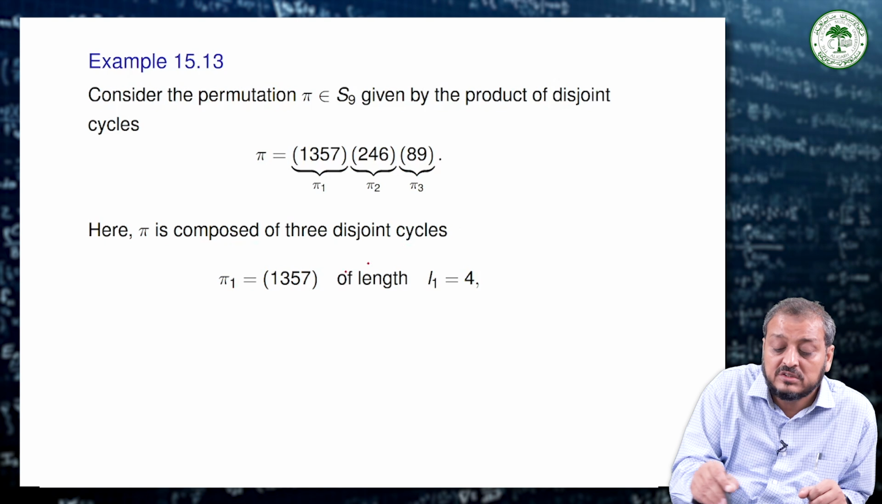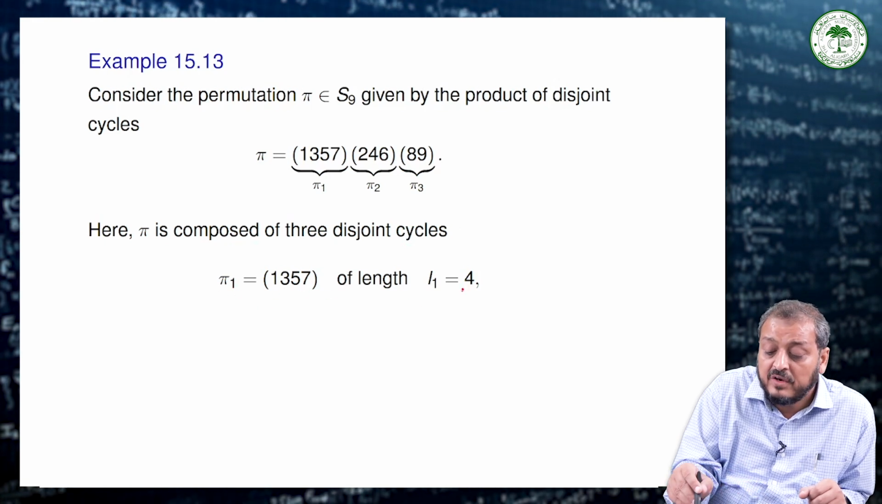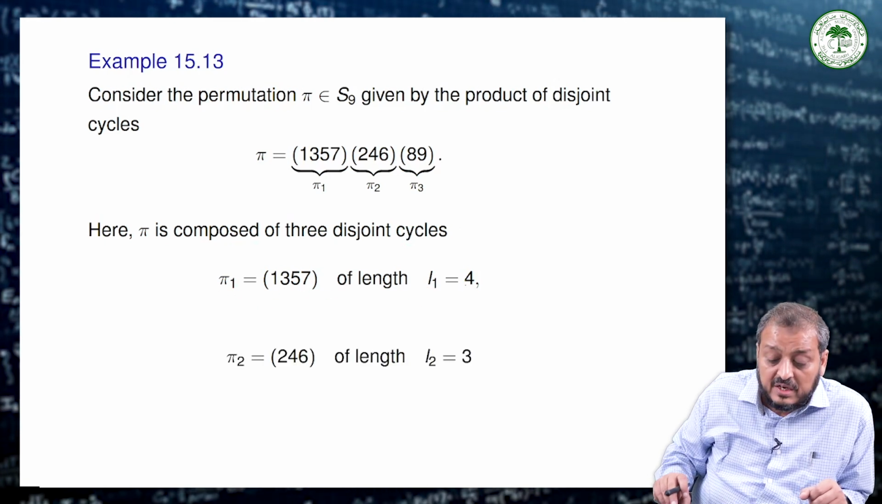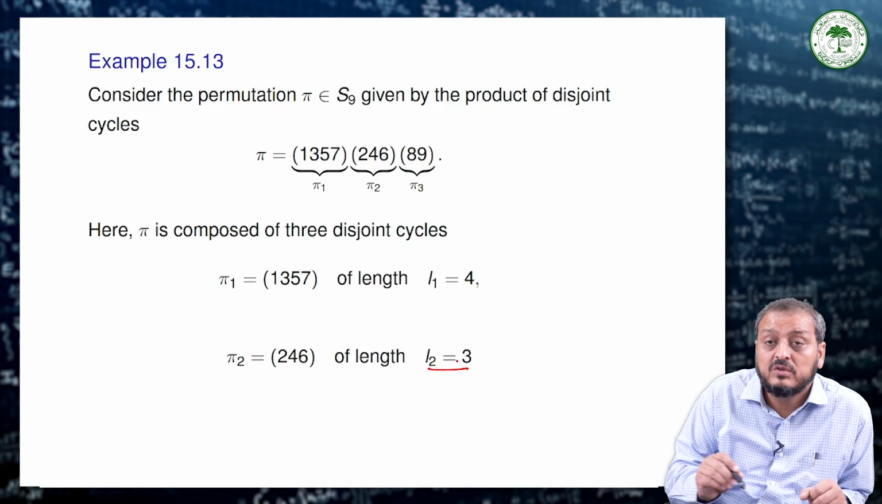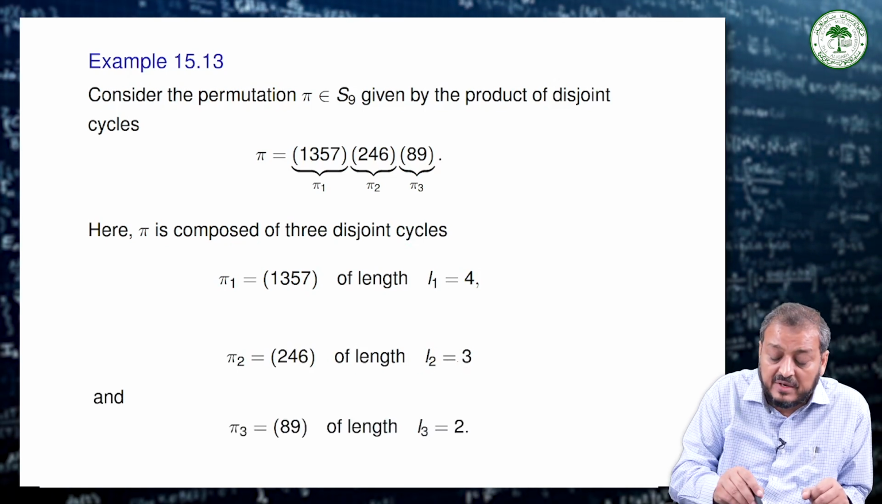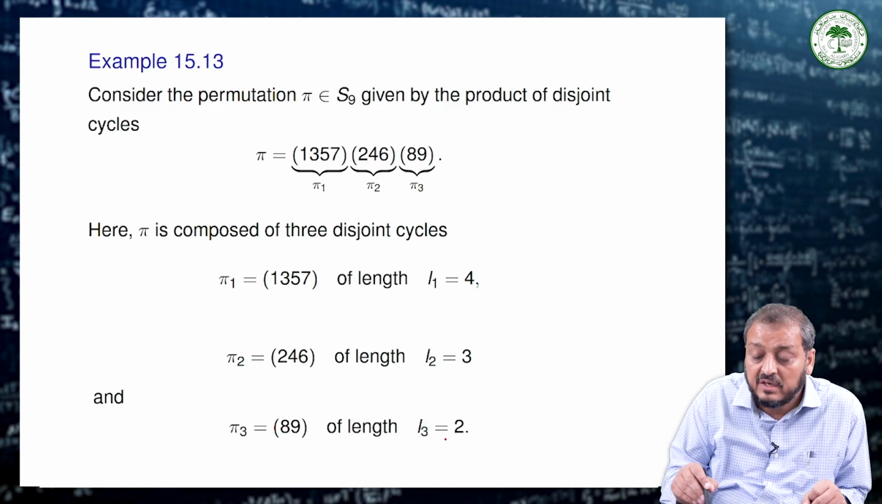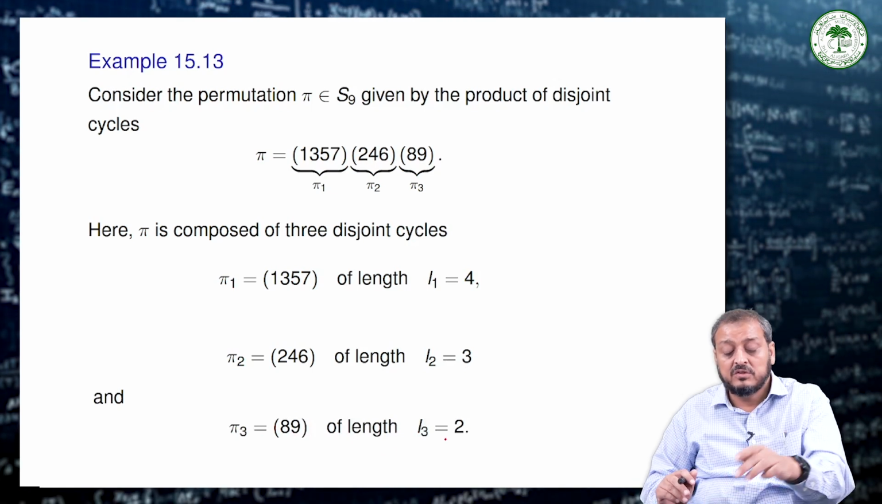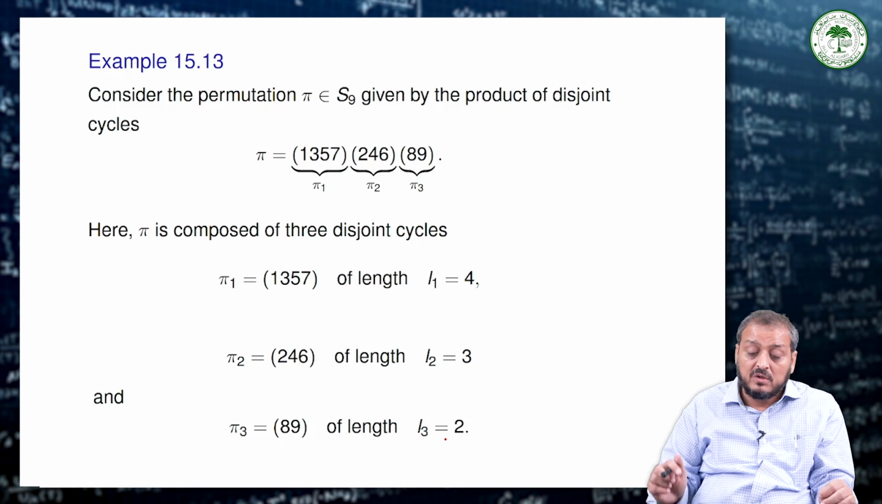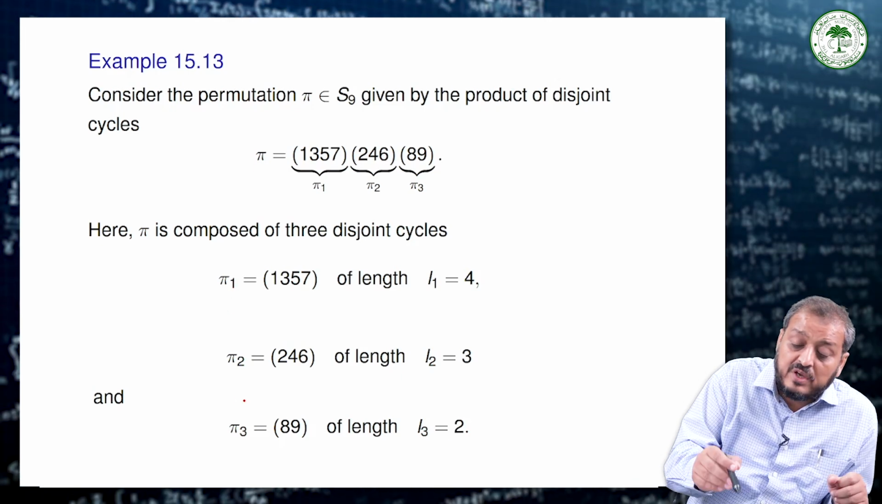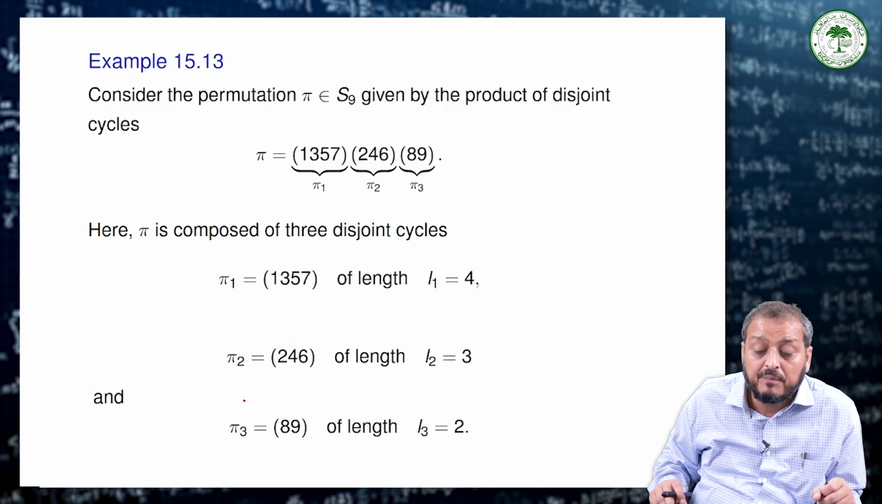So pi is composed of 3 disjoint cycles. Pi_1 has length L_1 equal to 4, pi_2 has length L_2 equal to 3, and pi_3 is the cycle (8 9), so its length is equal to 2. Now we have to find the order of pi.